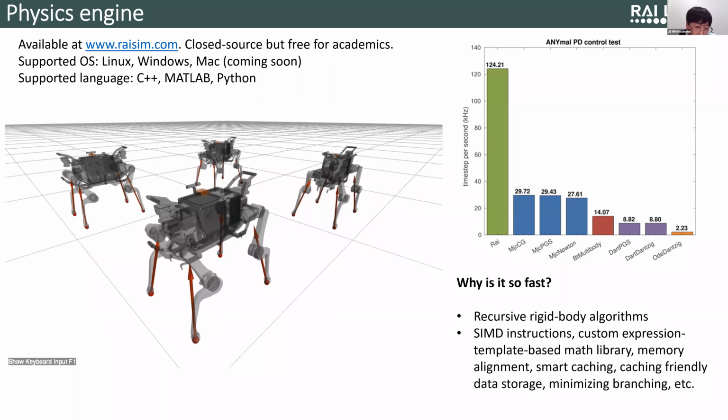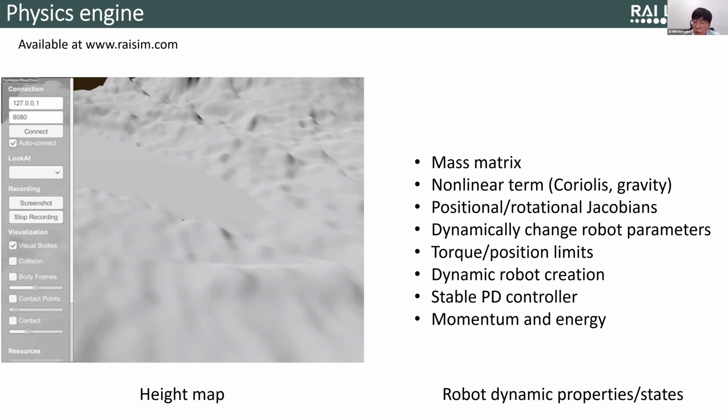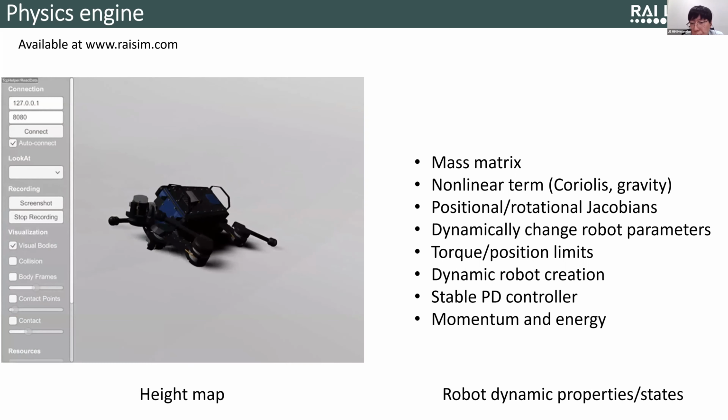And also a nice thing about RaiSim is that it is a one-to-one replacement for RBDL. You have all the dynamics properties you can get. And you don't pay additional overhead for computing these dynamics properties, because in simulation, you just get them for free, and then you can just use them for your control.